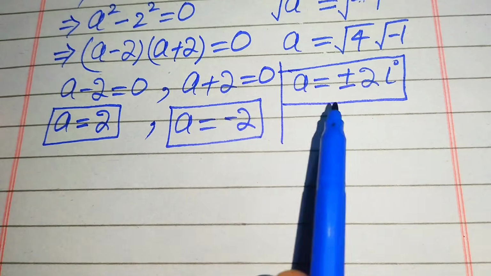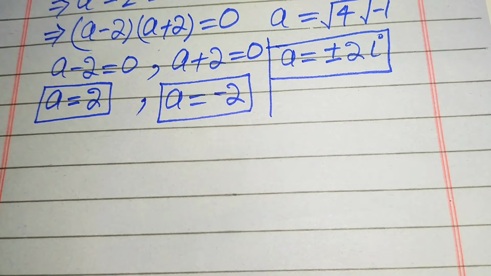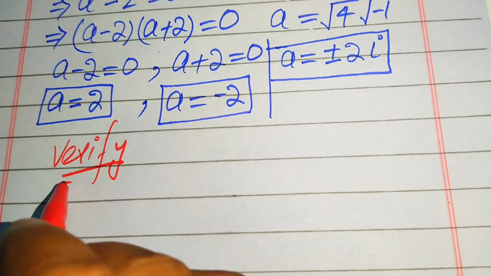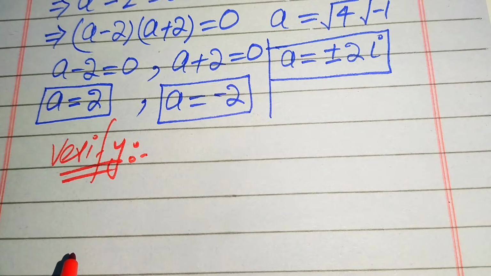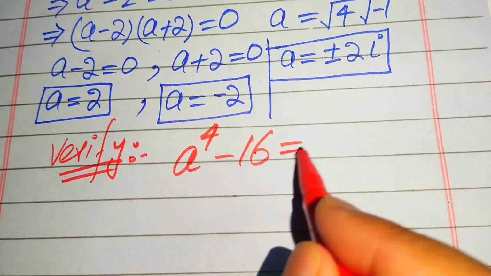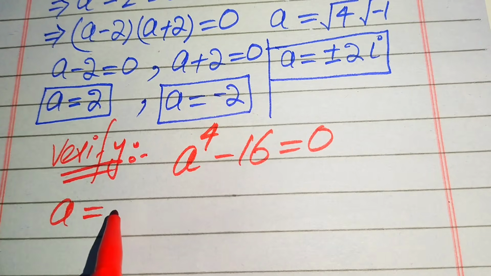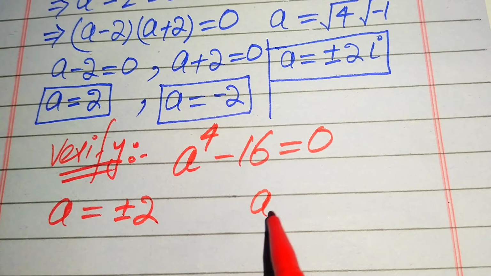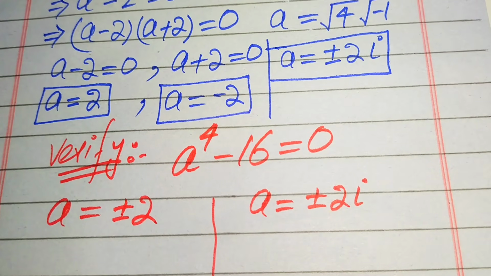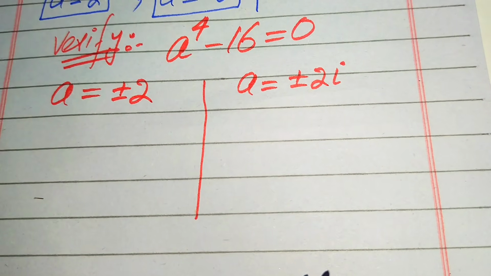So these are the other two complex roots of the given equation. You see that these are the four roots of the given equation which we get by this method. Now in the next step we need to verify whether these roots are solutions or extraneous roots. For verification we copy down the given question statement here: a to the power of 4 minus 16 equals 0. On this side we verify a is equal to plus minus 2, and on this side we verify a is equal to plus minus 2 iota. So we verify all four roots of the given equation.